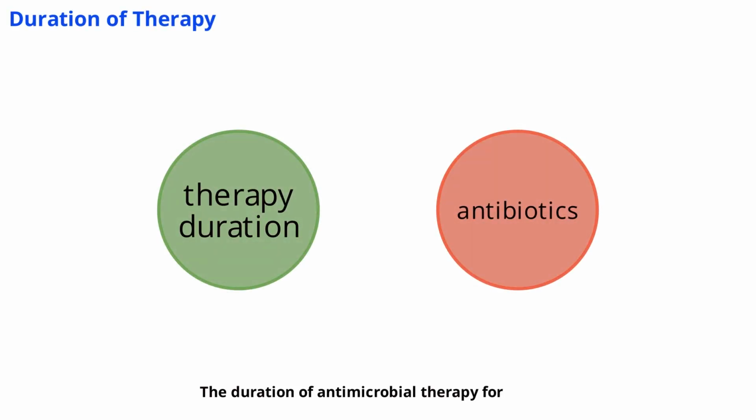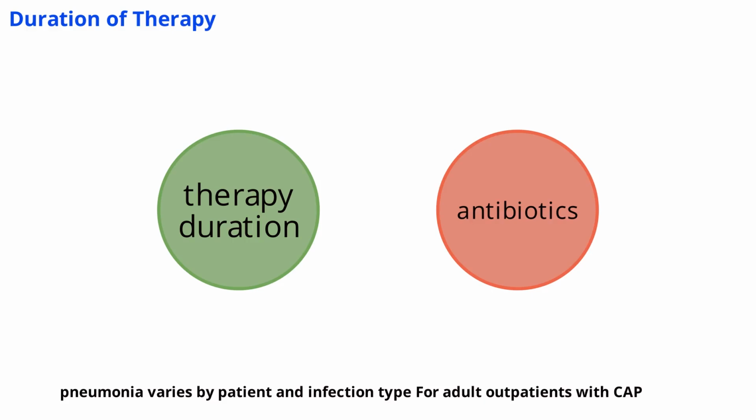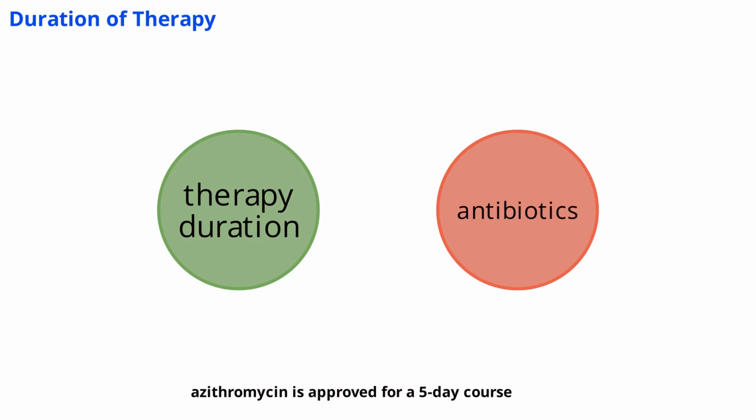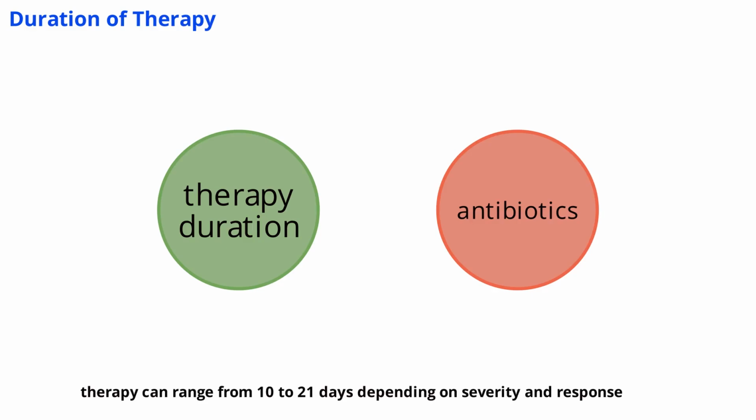Duration of antimicrobial therapy for pneumonia varies by patient and infection type. For adult outpatients with CAP, azithromycin is approved for a 5-day course, while other therapies typically last 7 to 10 days. Hospitalized patients may require longer treatment, especially if blood cultures are positive. For HCAP, HAP, or VAP, therapy can range from 10 to 21 days, depending on severity and response.